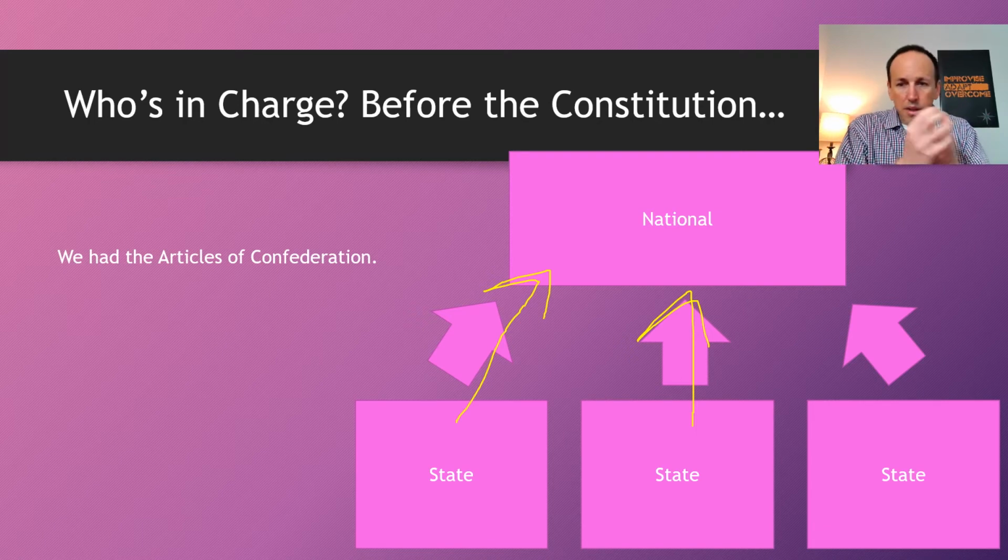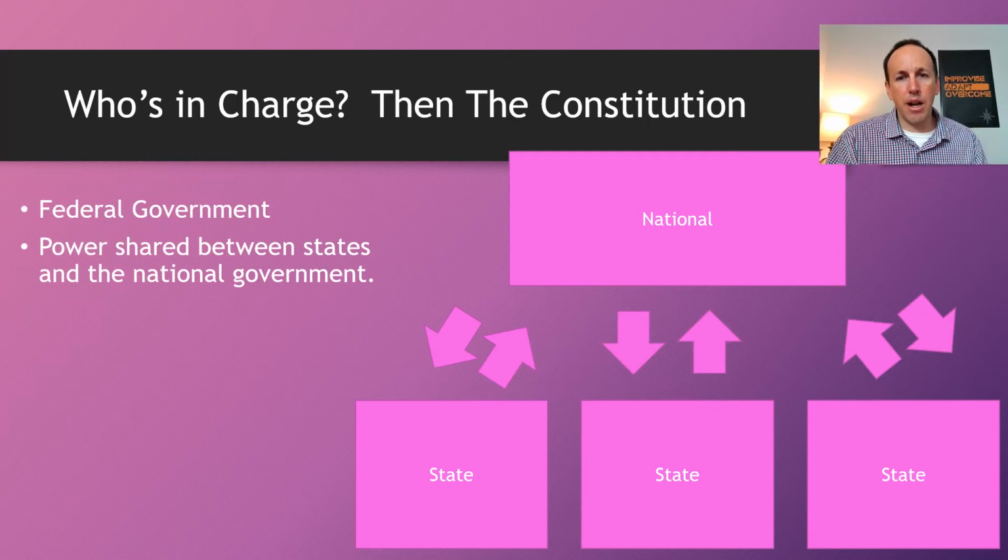So they take the Articles of Confederation, they wad it up, they throw it away, and they come up with something new. That's called, boom, the Constitution. Now in the Constitution, there's a federal system where the state has power and the national government has power, and sometimes they share power, sometimes they fight about power, but the arrows go both directions.